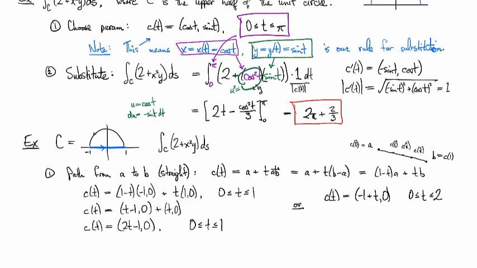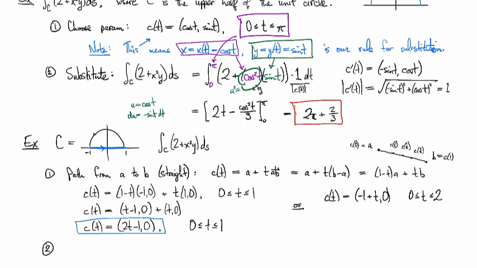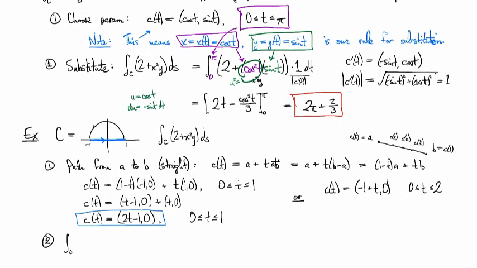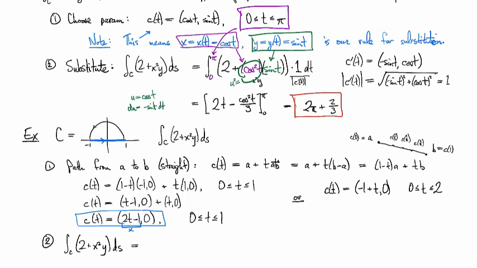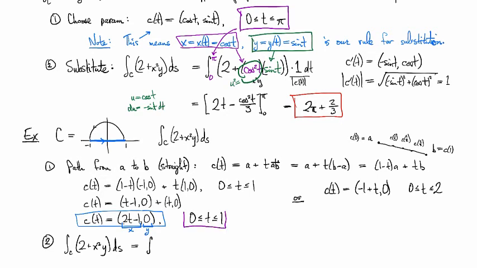Okay, for whatever reason, I'm going to go with this one here. Let's go ahead and do that. So now I go back to the integral. So this is 2 plus x squared y ds. Now I make use of that substitution. Here we've got x, and here we've got y. Since I'm using this parameterization, I'm going 0 to 1. If I were to use the other parameterization, I'd go 0 to 2.